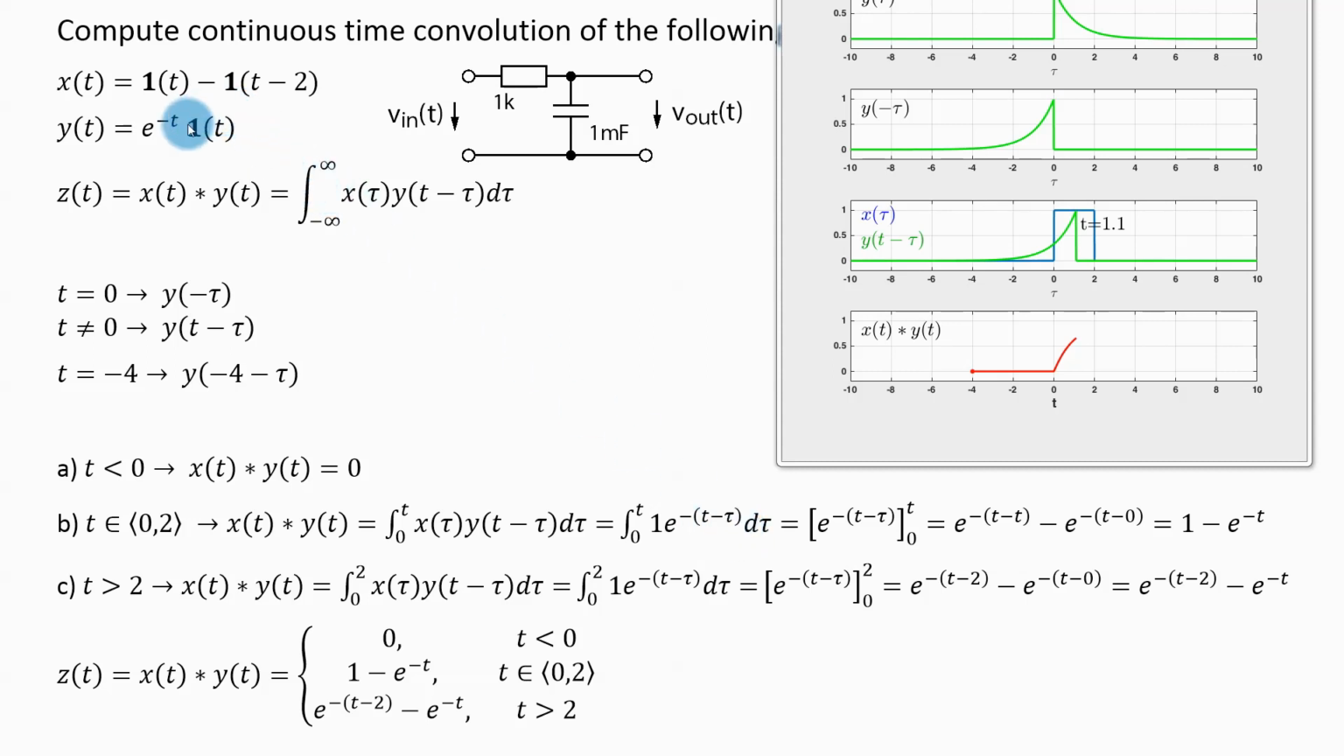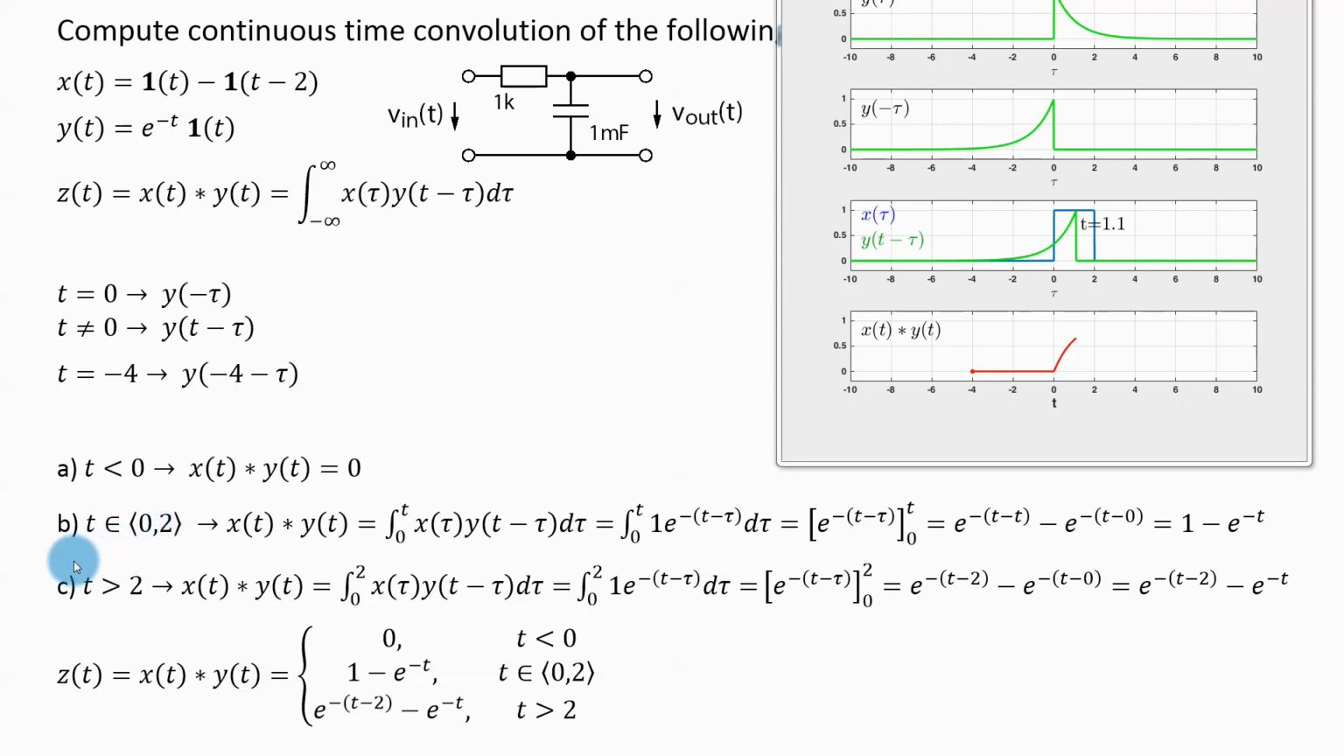And you can note that this unit step, when you substitute t minus tau, will be 1, so I don't have to write it here. And what I end up with is just a very simple integral which can be evaluated. You can crunch this and you will get this function. And this function is the convolution of x and y in this interval.